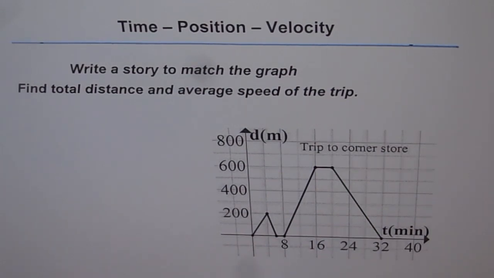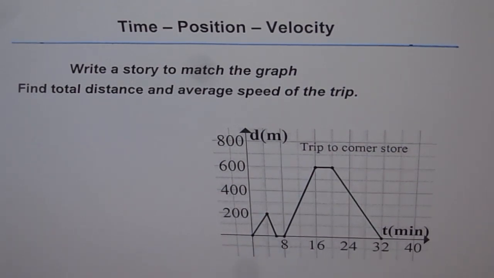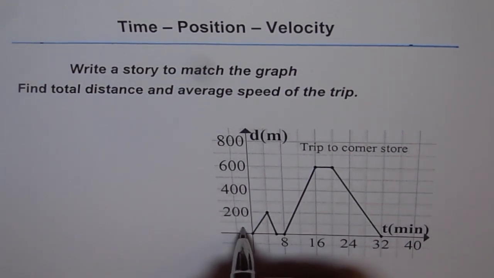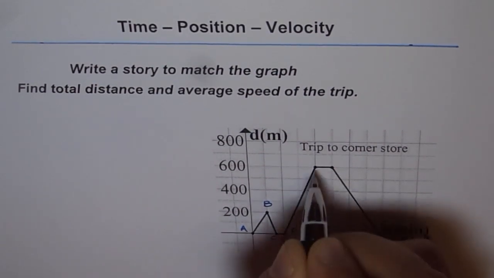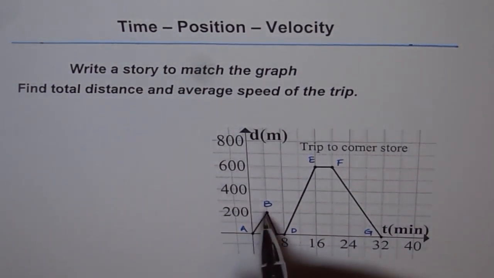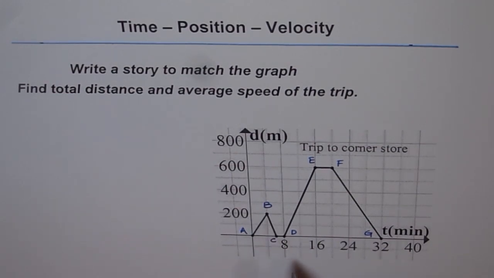Now, to explain the story better, what we can do is label each point of our interest. For example, let's say this is the home, the starting point, 0, 0. We can label this as A. And that's the turning point. Let's call it B. This as C, D, E, F, and G. So these points break down the graph into different legs, right? Then it becomes easier for us to explain or write a story depicting the displacement with time.